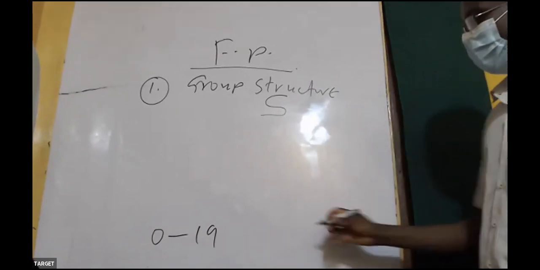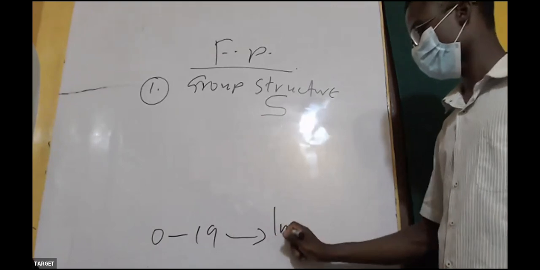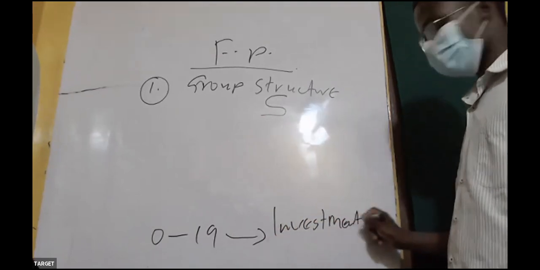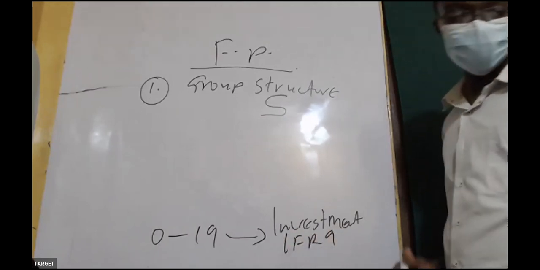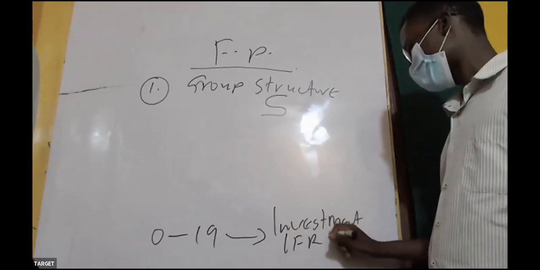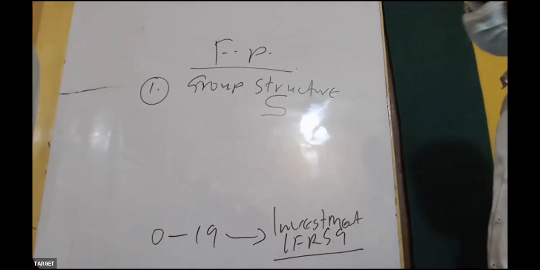So 0 to 19 is a mere investment. We use IFRS 9, financial instruments, to account for this.